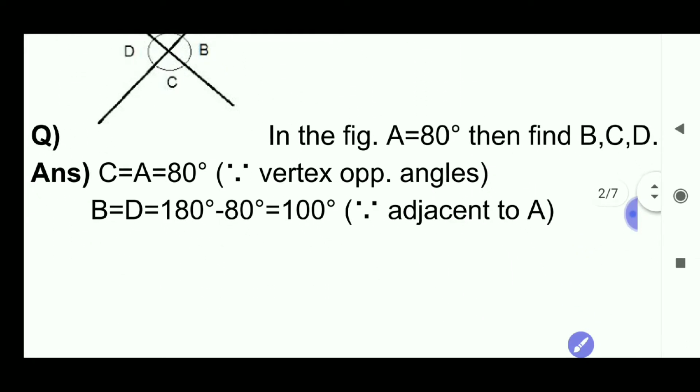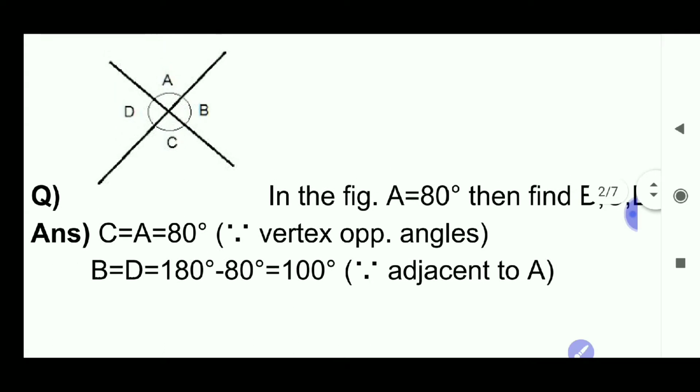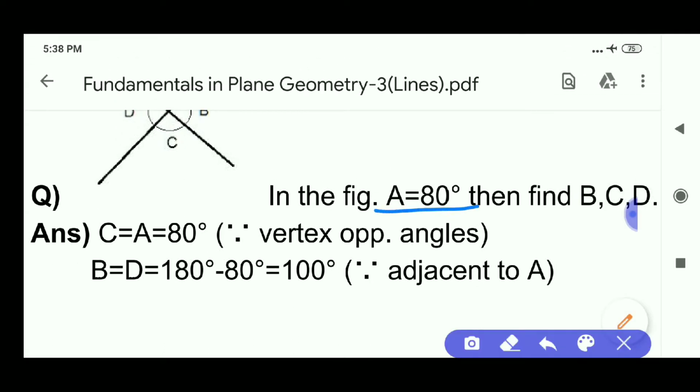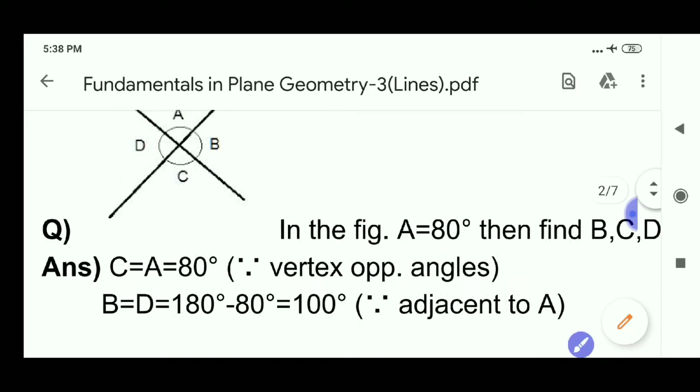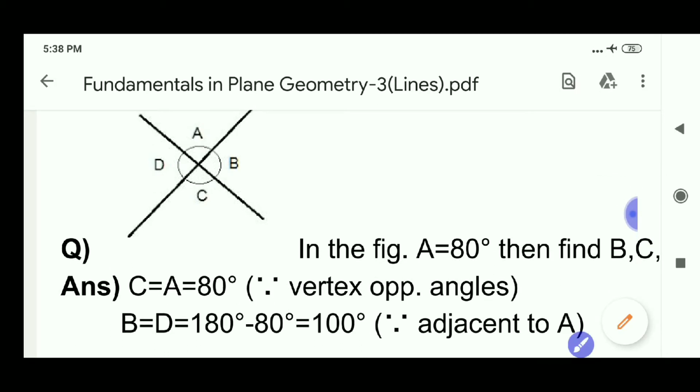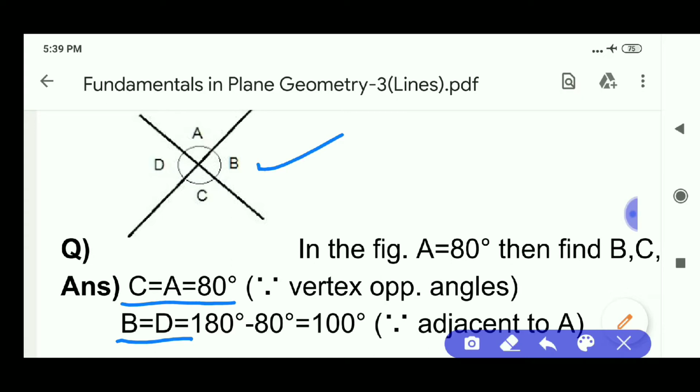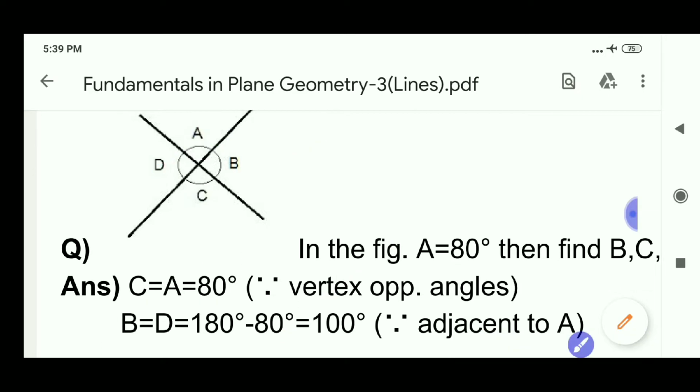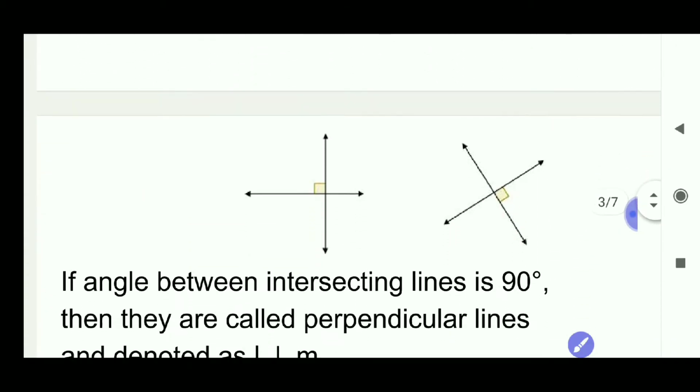Now, let us solve a simple question. In the above figure, angle A is 80 degrees, then find B, C, D. We know that vertically opposite angles are equal, so angle C is equal to angle A, which is 80. And adjacent angles are supplementary, so angle B is equal to angle D, which is equal to 180 minus 80. Its answer is 100 degrees. It is a very simple question.